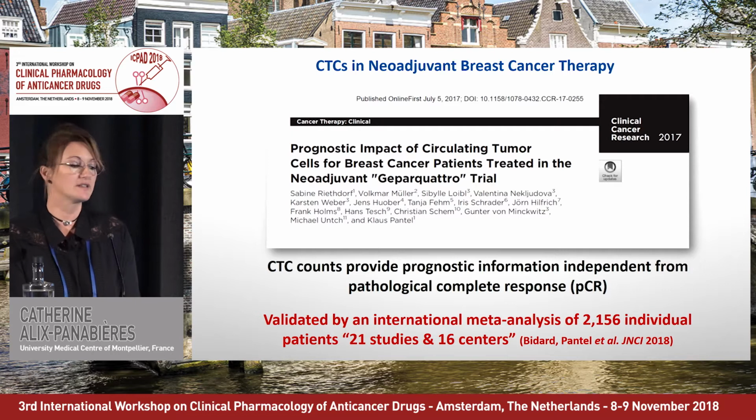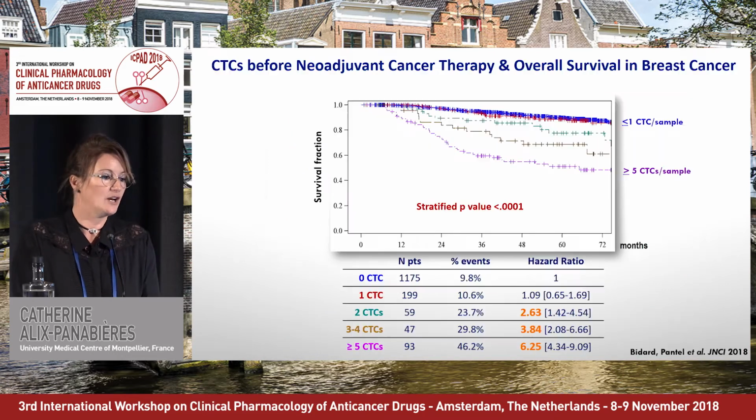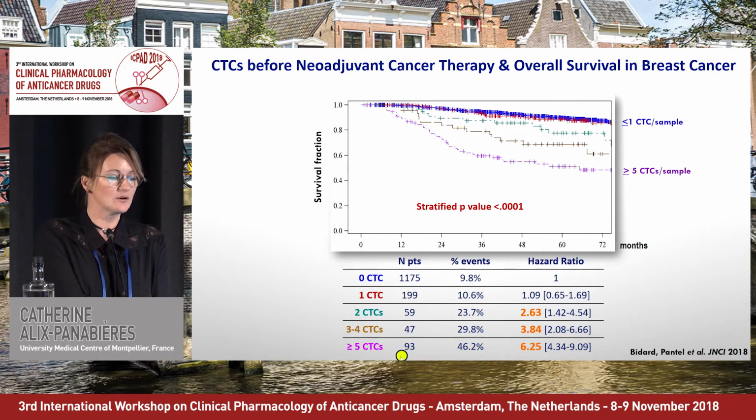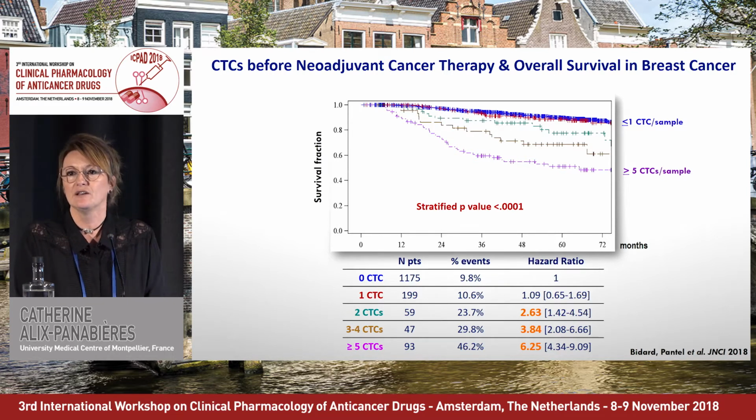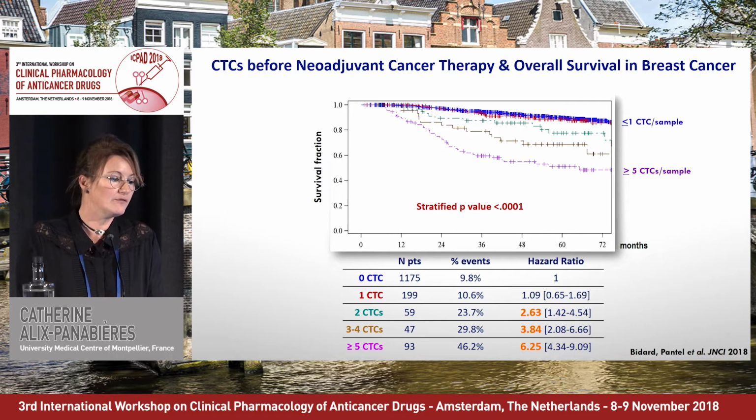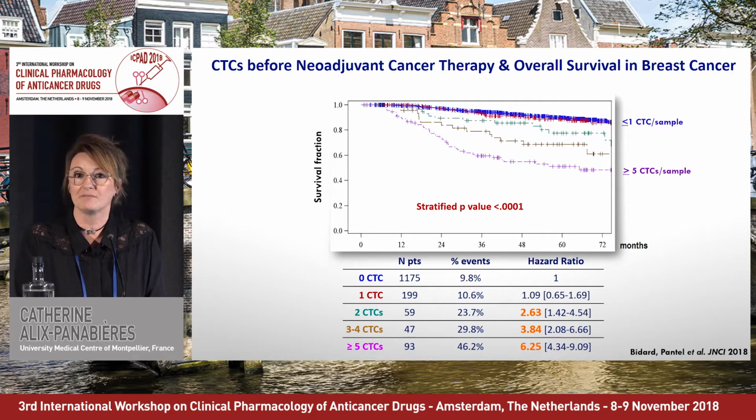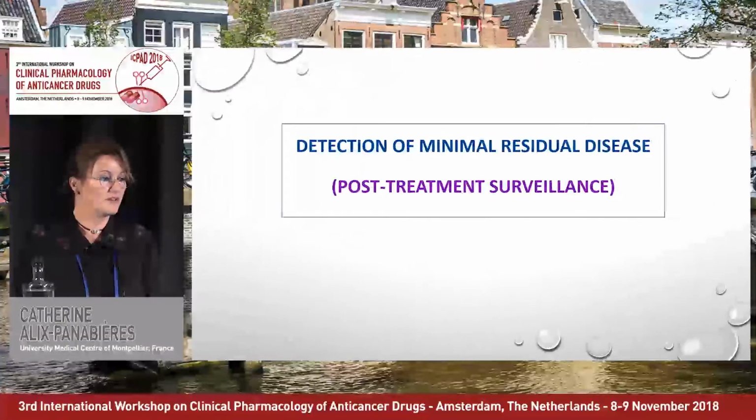So it means 21 studies and 16 centers. And what you can see here as a sum up of this study is that you have really worse survival when you have CTCs. But what is interesting, if you see here, the more CTCs you have, the worse it is. But you see already with 5 CTCs, which is not too many if you think of it, 5 CTCs in 7.5 ml of blood, you already have a very high increase, a 6.25 hazard ratio to get metastatic sites. So it's very important data.